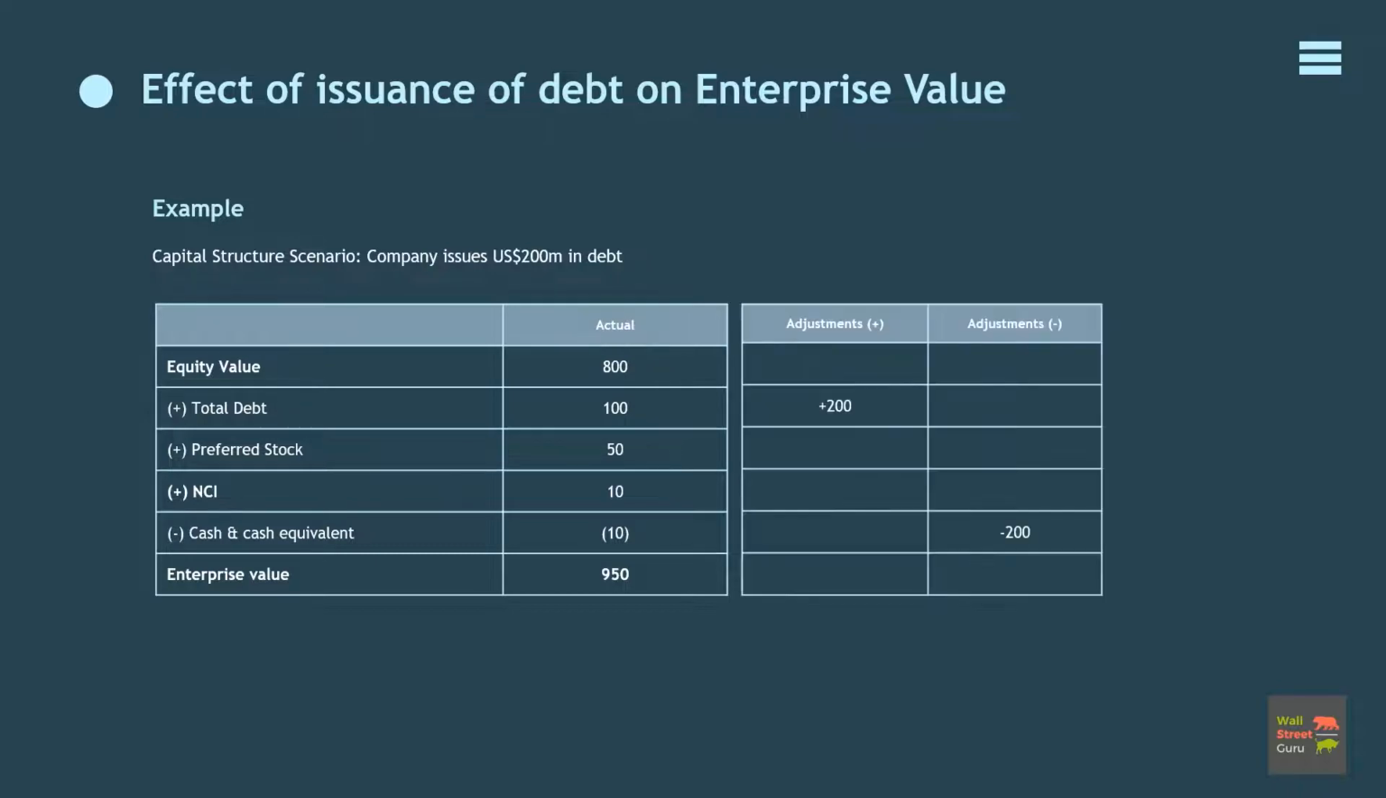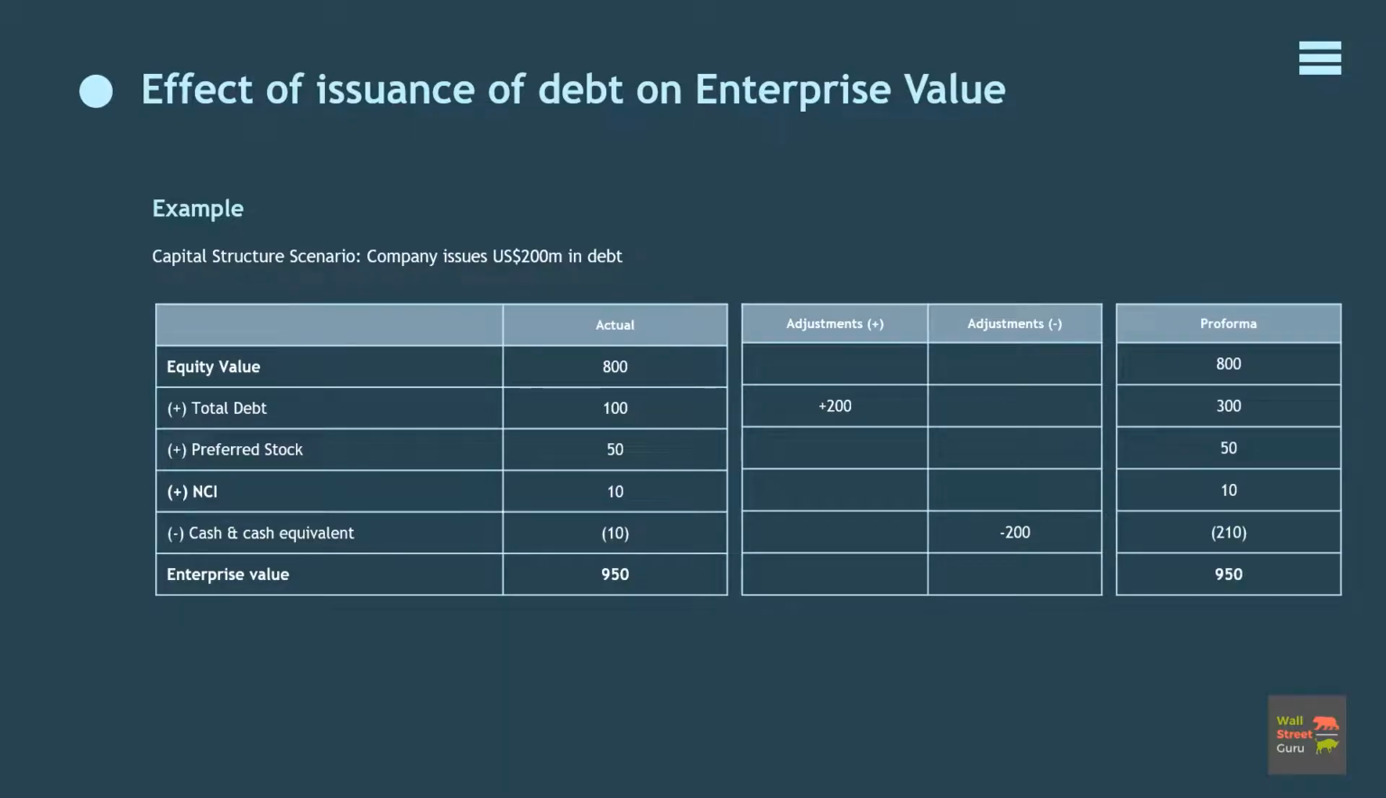Let's assume a scenario where a company raises an additional 200 million in debt that is held on the balance sheet as 200 million cash. You can see that the increase in 200 million in debt is offset by the increase in 200 million in cash. Hence, the company's enterprise value remains constant at 950 million.